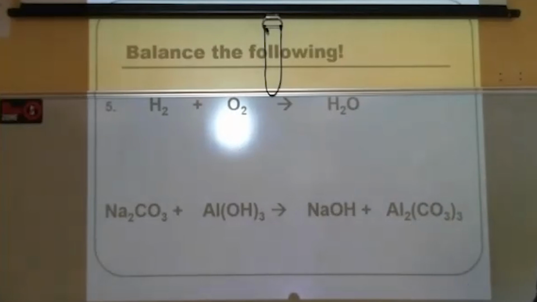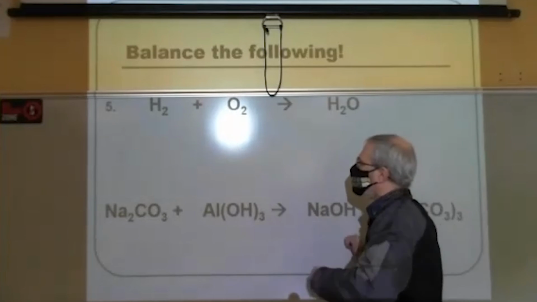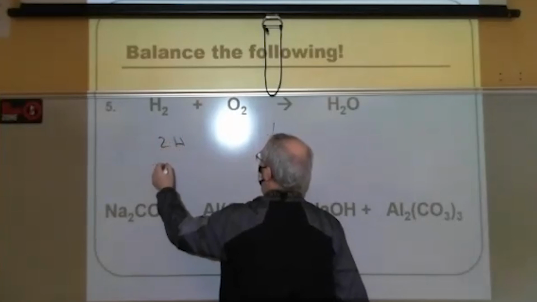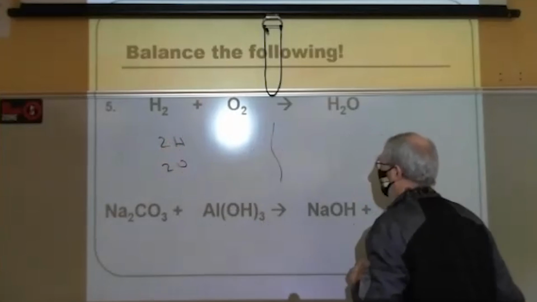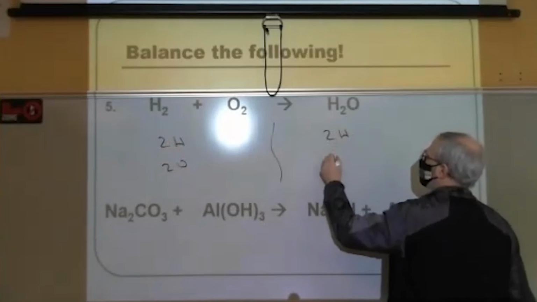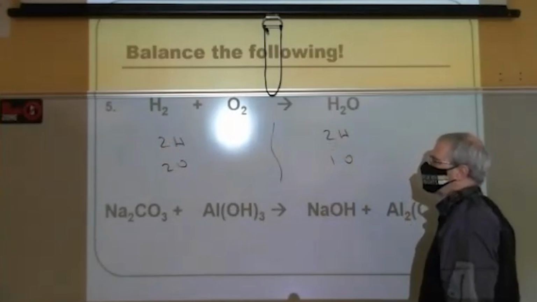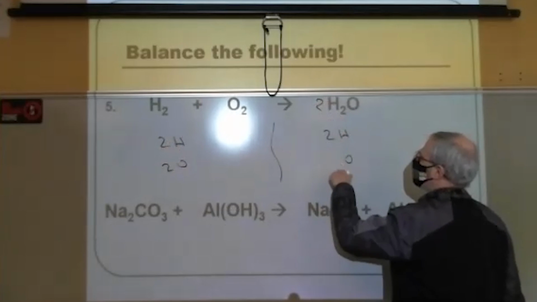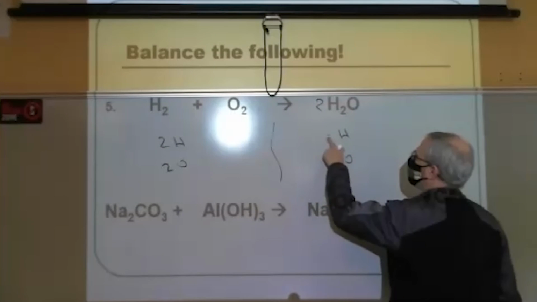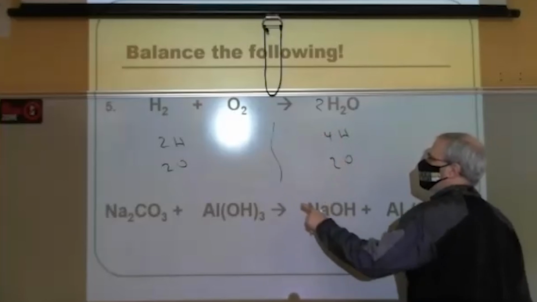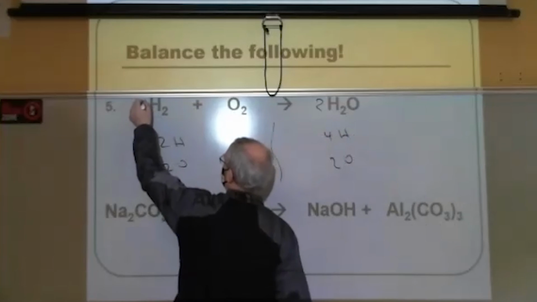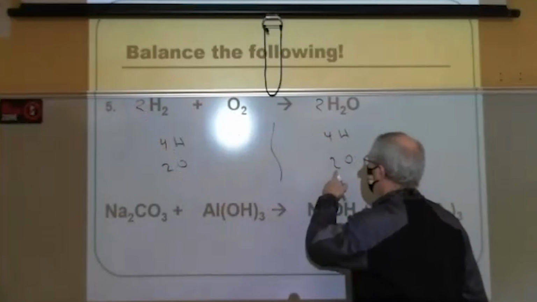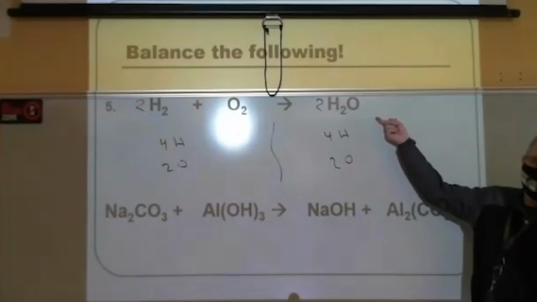All right, let's go ahead and go through this. I do my atom inventory. I have 2 hydrogens and 2 oxygens on that side. And on this side, I have 2 hydrogens and 1 oxygen. Okay. I need more oxygen on this side, so I change that. That gets me 2 of those, but 4 of that. I'm going to need more hydrogen over here, so I can double that. That gets me 4. Now I have the same number of each type of atom on both sides, so that's my balanced equation.